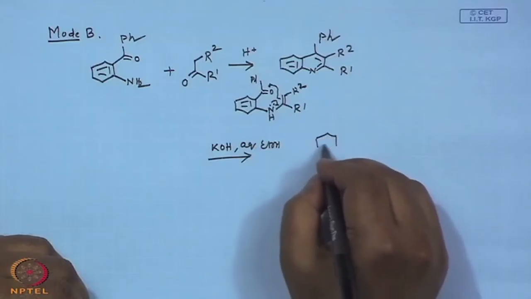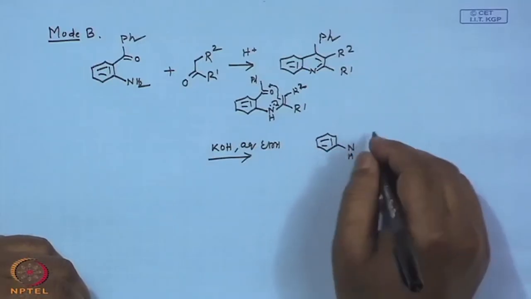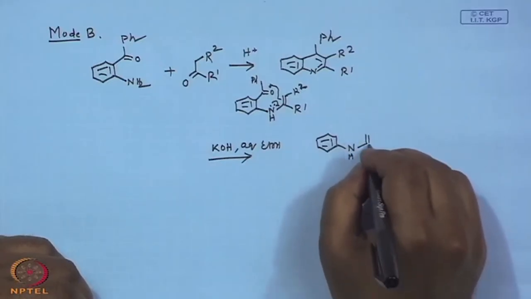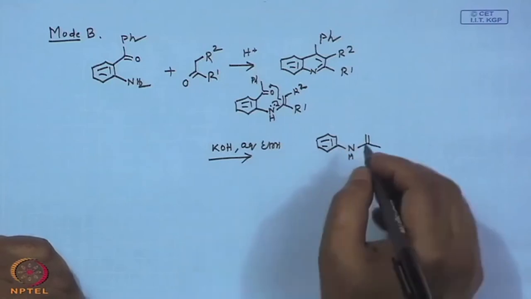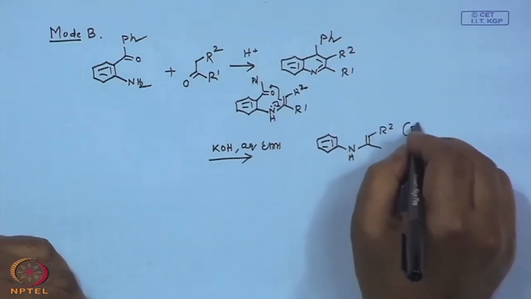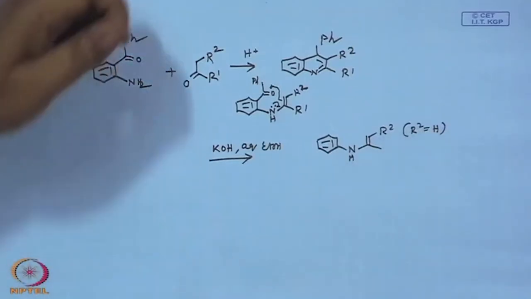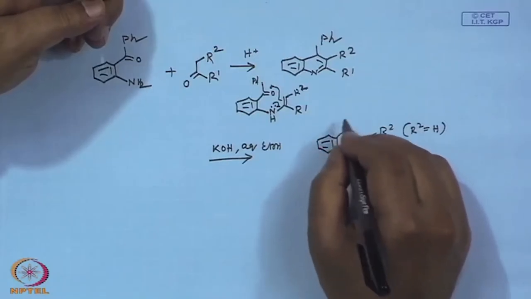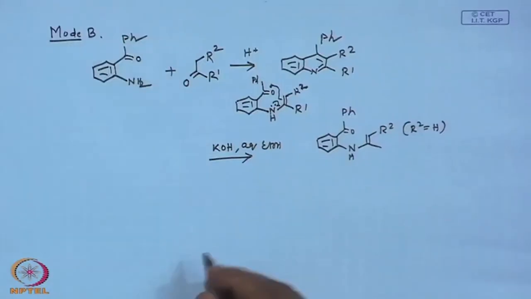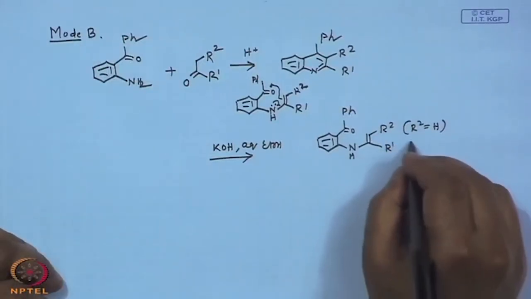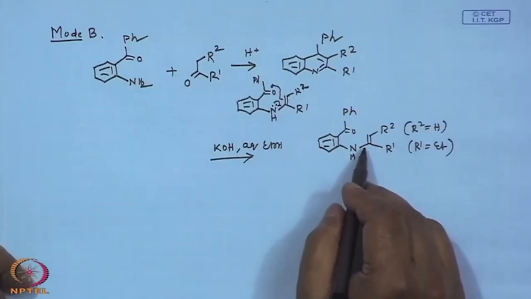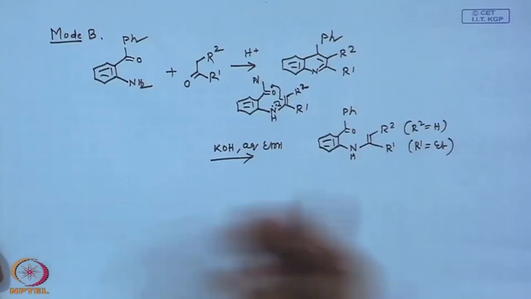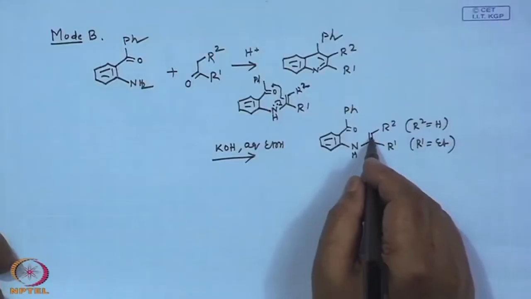What happens in this case? You get an enamine here. In this case, R2 is hydrogen, and let us say R1 is ethyl. That means you get the less substituted enamine. In acid, you have a strong, very fast equilibrium. In the presence of base, you do not have a very strong equilibrium, and it produces only the less substituted ones.